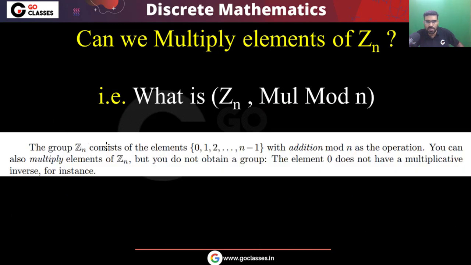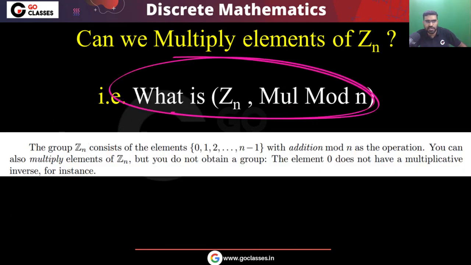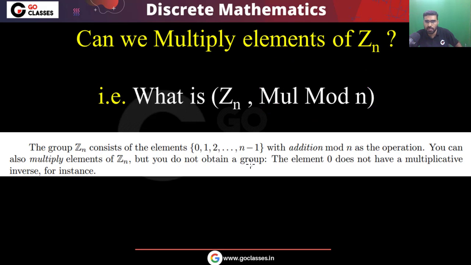So you can see, for example, this structure Zn, multiplication modulo n. This is your base set 0 to n minus 1. This base set, we already know that this is a group under addition modulo n. But can we define multiplication modulo n? Yes, we can define it, but you will not get a group.